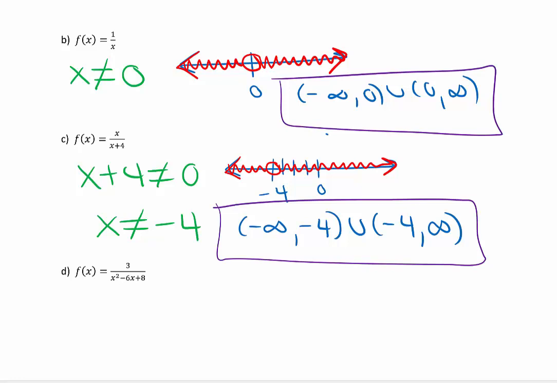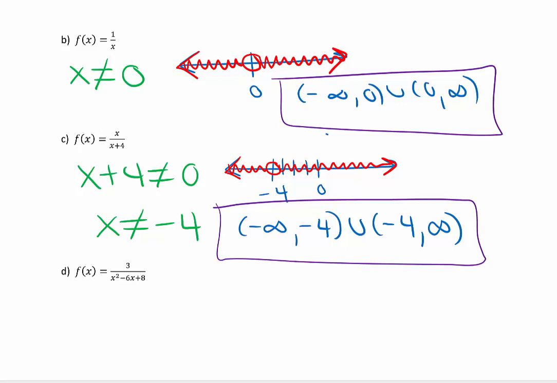Now you don't have to draw a number line every single time you do one of these. I'm drawing the number lines right now just so you have a picture in your head and so you can see where that interval notation comes from. But the answer is actually the interval notation part. That's what you're going to enter in for your homework. And so there's no need to draw the number line if you can kind of figure that out in your head.